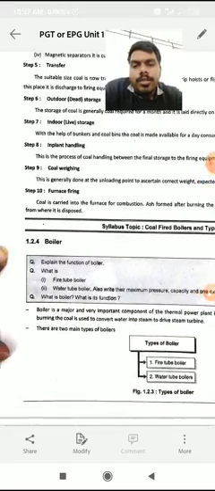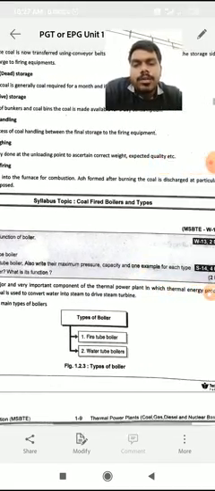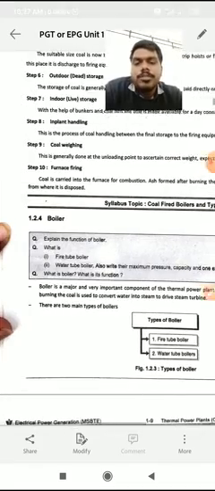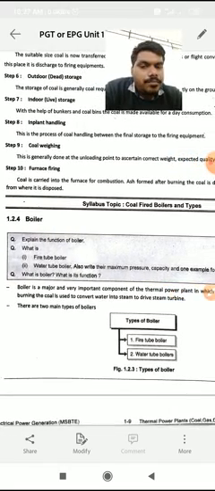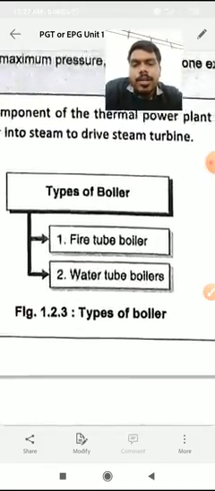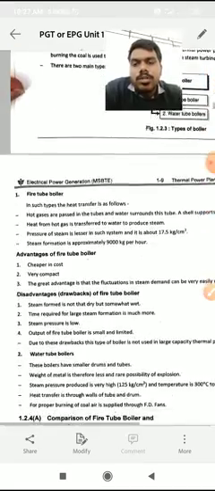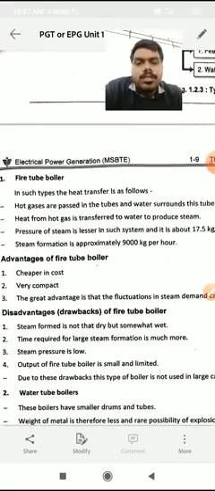Boiler is a major and very important component of the thermal power plant, in which thermal energy produced by burning the coal is used to convert the water into steam to drive the steam turbine. There are mainly two types of boiler: fire tube boiler and water tube boiler. So what is fire tube boiler? In such a type, the heat transfer is as follows.